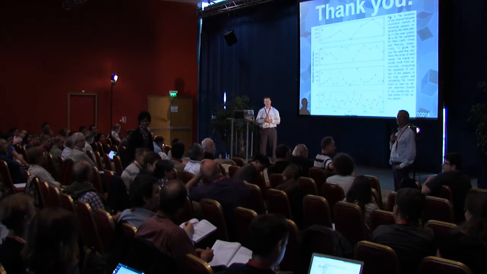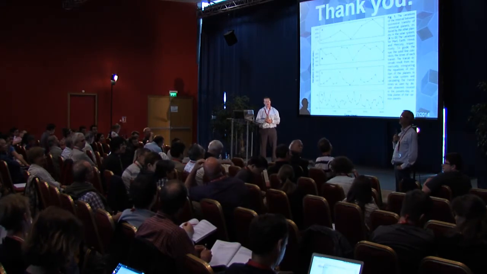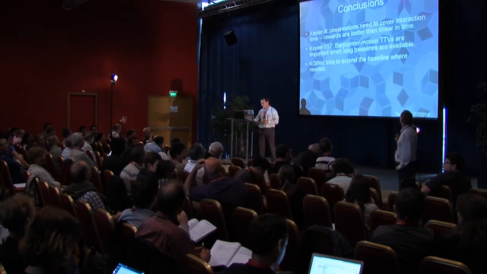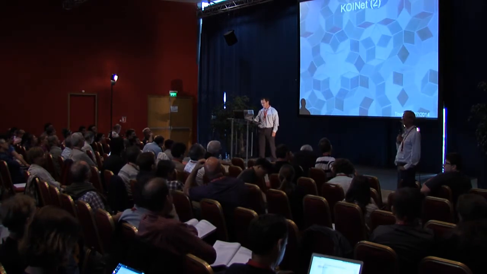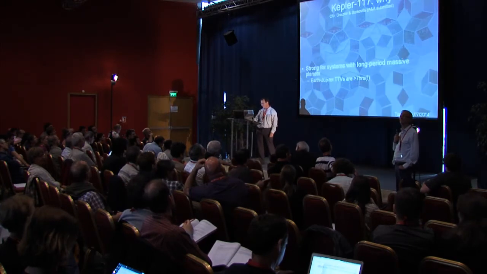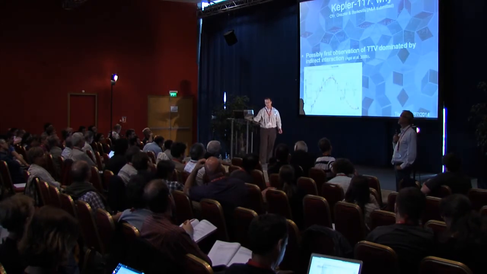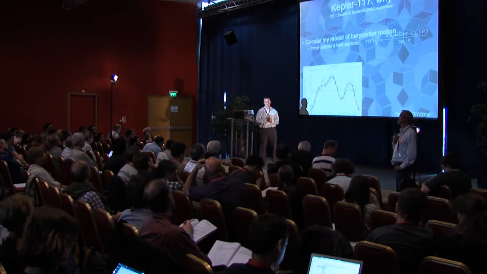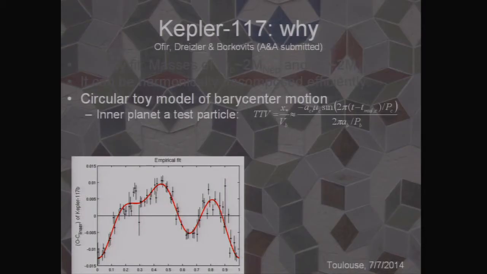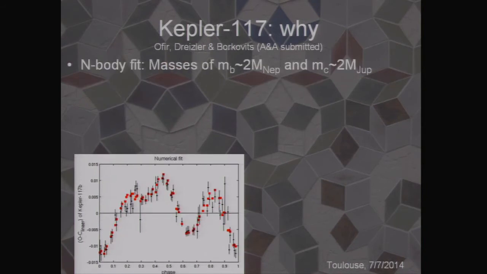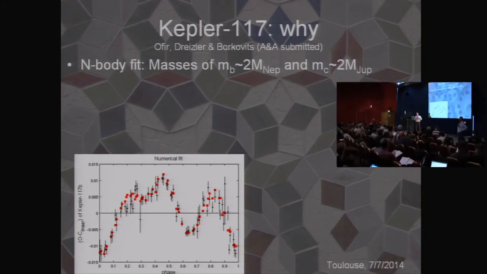So for the system, I forgot which Kepler one it was, with the three frequencies in the O minus C diagram. Yes, 117. You said you didn't really have an explanation for that. No, we tried. We tried really hard modeling the system for an analytical explanation. We obviously have an n-body fit. Let it be clear, we have an n-body fit which fits nicely. But we would like to have some kind of intuition as to why we get specifically three frequencies that are exactly the period of the outer planet and its first two harmonics. And for that, I only have an explanation for the first frequency.